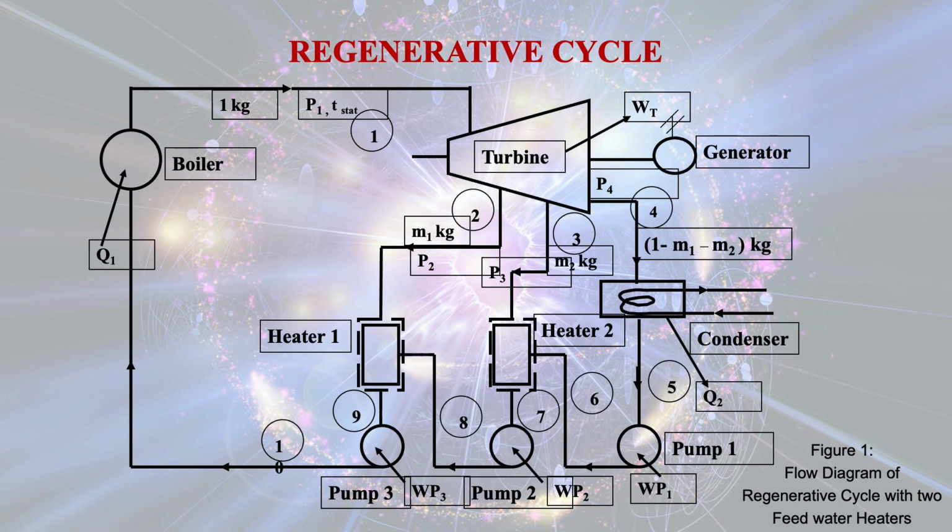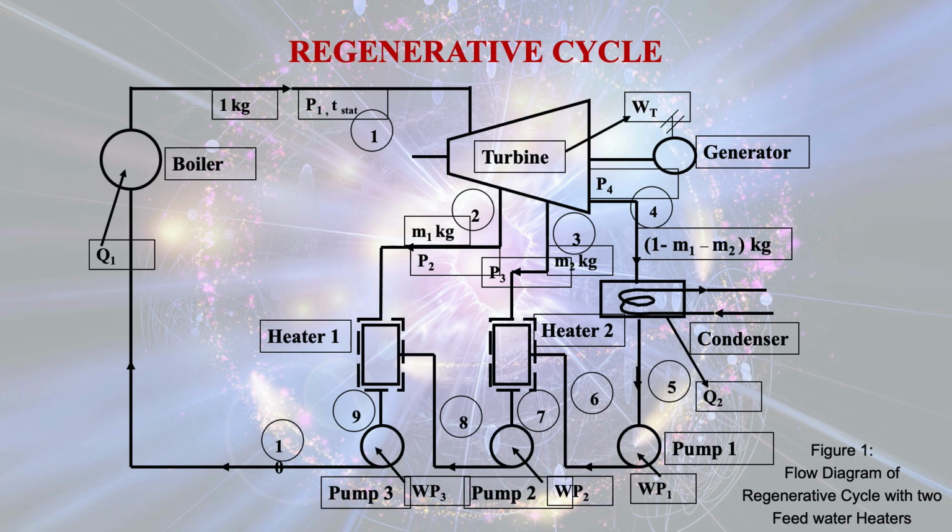After the heat transfer, then 1 minus m1 kg of steam will come out from the heater 2, and the pump 2 will pump that water to the heater 1, and there will be heat transfer between the m1 kg of steam which is coming out from the turbine. At stage 2, there will be heat transfer from steam to the feed water, and lastly the 1 kg of steam will be pumped by the pump 3 to the boiler.